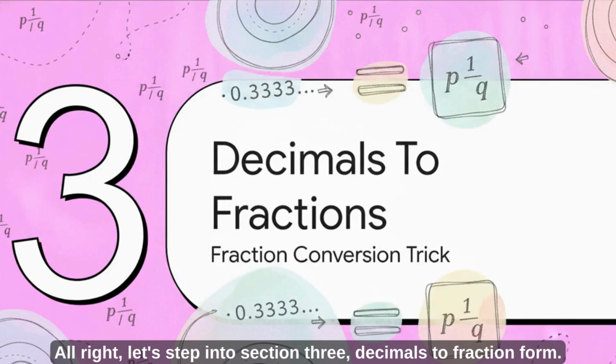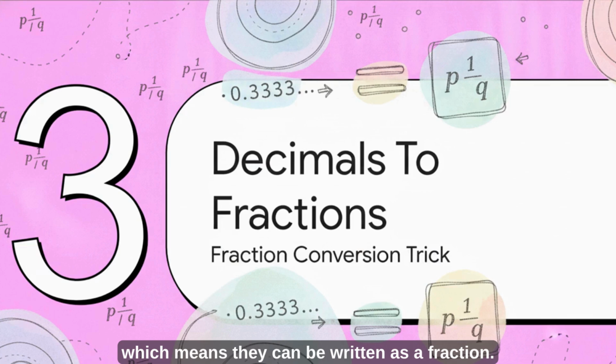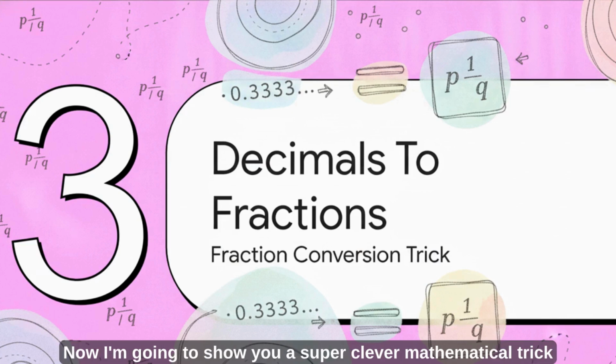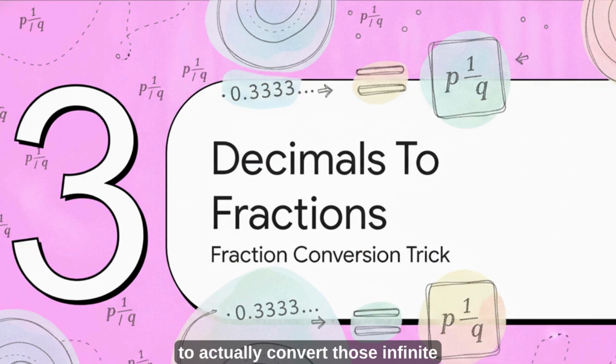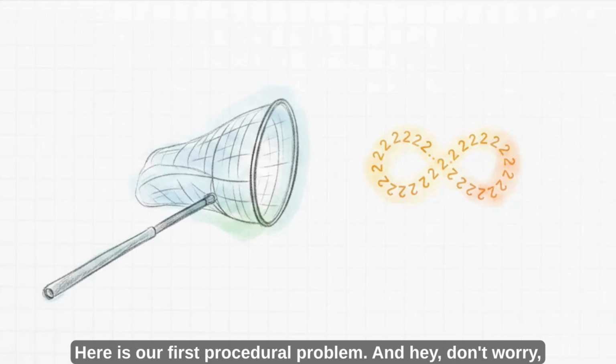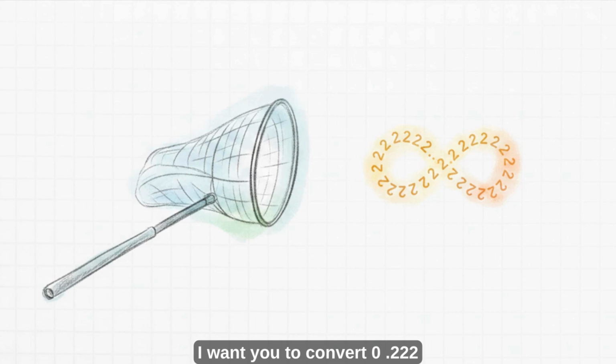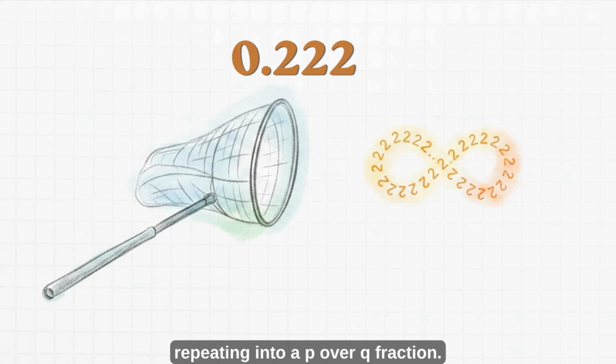All right, let's step into Section 3, decimals to fraction form. We just established that repeating decimals are rational, which means they can be written as a fraction. Now I'm going to show you a super clever mathematical trick to actually convert those infinite repeating decimals right back into that simple p over q fraction form. Here is our first procedural problem. And hey, don't worry, we're going to solve it together step by step. I want you to convert 0.222 repeating into a p over q fraction.